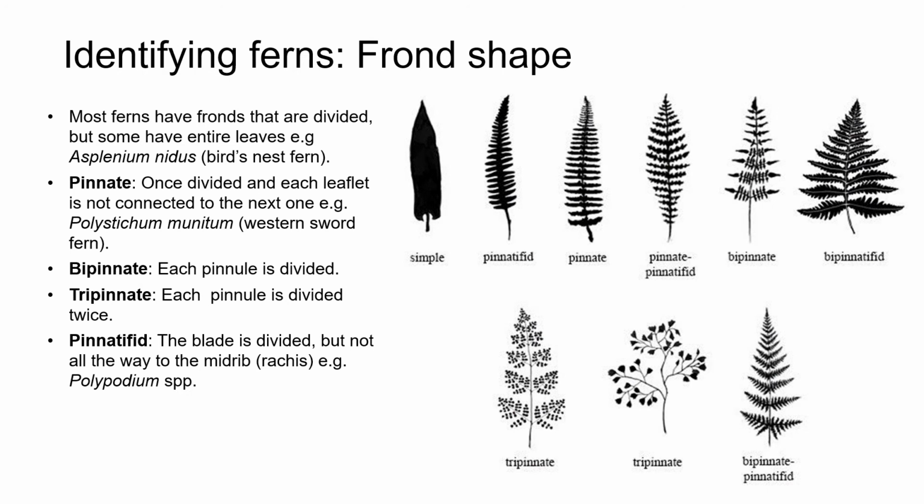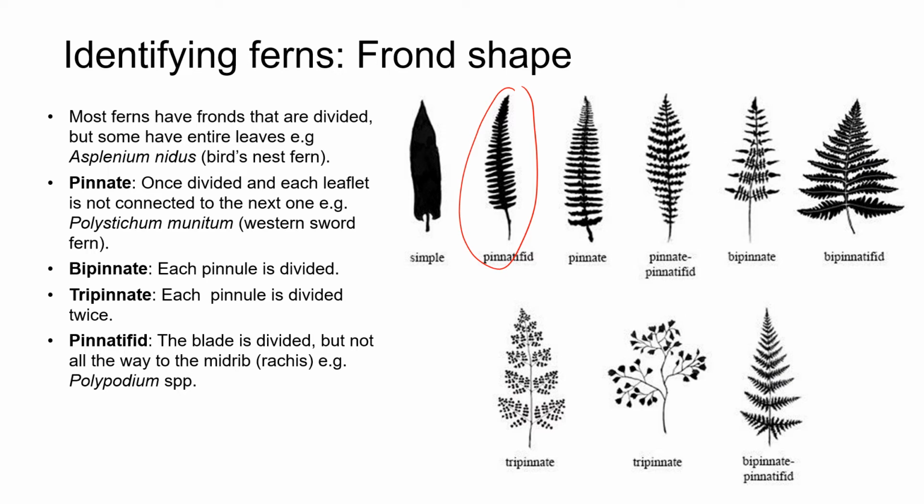Most ferns have fronds that are divided, but some have simple leaves that are entire, and the bird's nest fern, Asplenium nidus, is an example of this. Blades that are divided but not all the way to the midrib are described as pinnatifid. A good example of that would be our native Polypodium californicum, the California polypody.